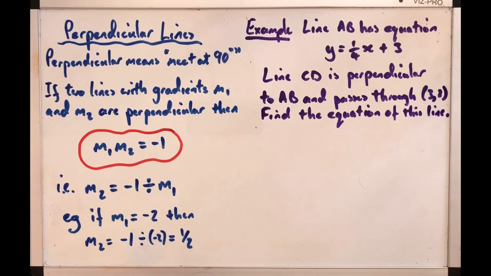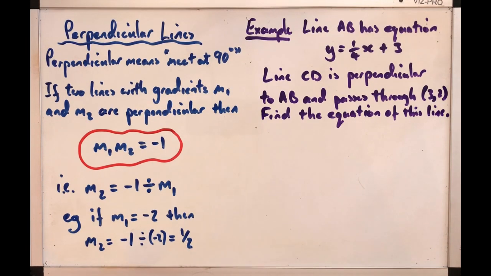Let's look at this second example. Line AB has equation y equals 1/4 x plus 3. Line CD is perpendicular to AB and passes through (3, 2). Find the equation of this line.